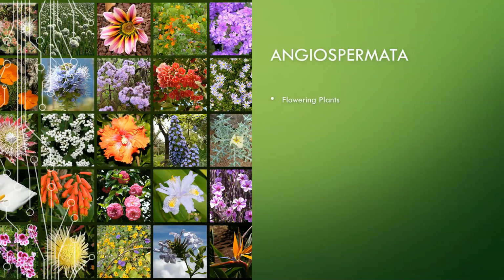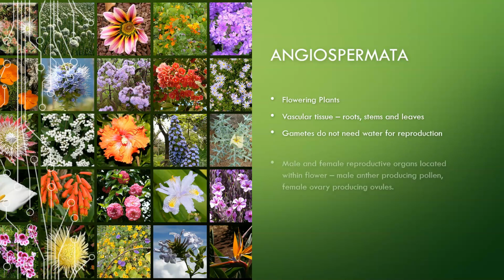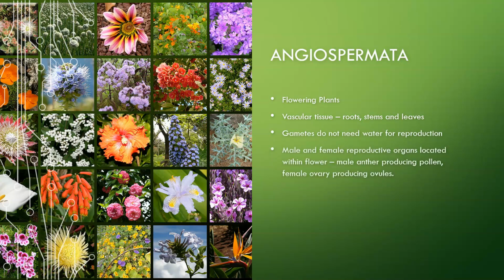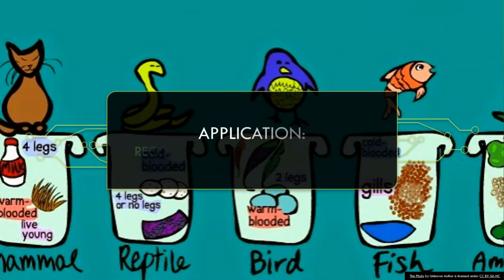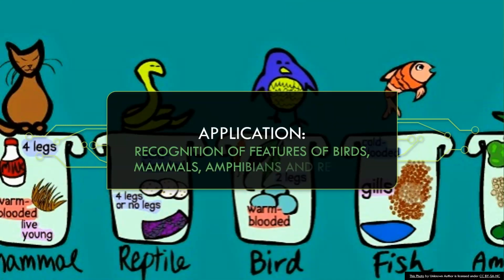The Angiospermata are flowering plants. These are vascular. They've got tissues, roots, stems, and leaves. The gametes do not need water for reproduction. Male and female reproductive organs are located within the flower. The male's anther produces pollen. The female ovary produces ovules. Seeds are produced inside the ovaries. The ovary develops into a fruit or a nut, which aids the seed dispersal. You would have looked at flowering plants way back in the junior years of school.